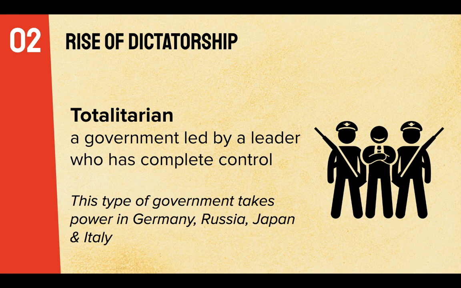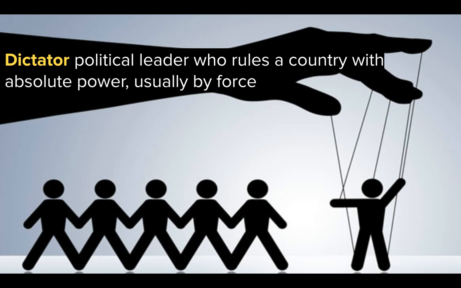These types of leaders that have complete control are dictators. And I showed you this slide at the start of class if you were with us then. But a dictator is the leader who rules the country with absolute power, and that's usually power by force. So in this kind of diagram, the dictator is the hand here, kind of manipulating the puppets, right? Manipulating the people. The hand is in charge, so is the dictator.